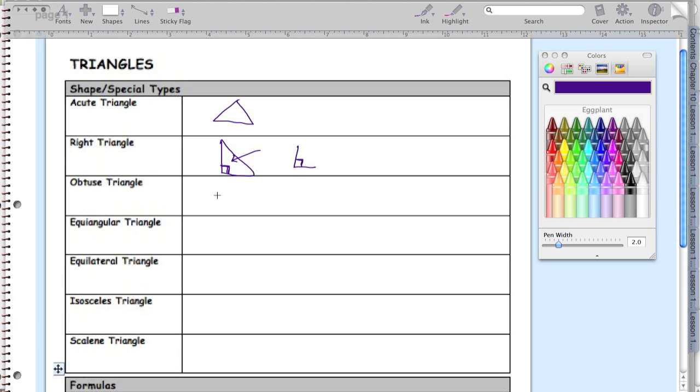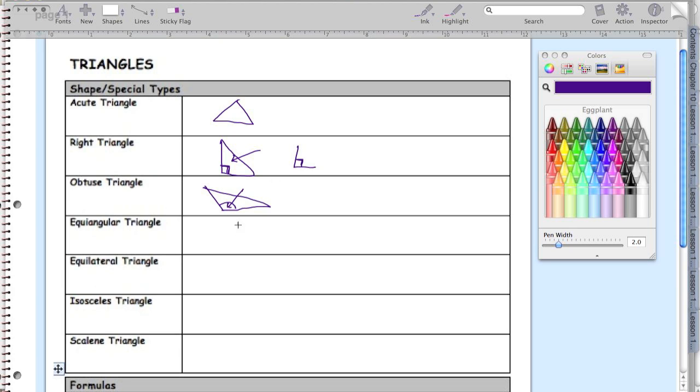An obtuse triangle is a triangle where one angle, only one, is greater than 90 degrees. So if we have a triangle that looks like this, this angle is less than 90, this is less than 90, but that one there is really big. It's greater than 90 degrees. So one angle is greater than 90.